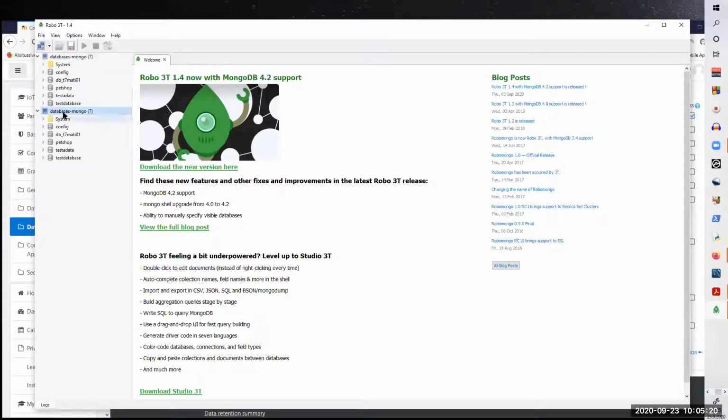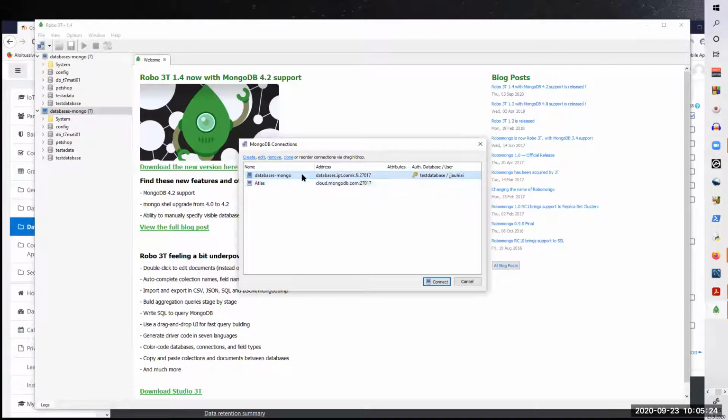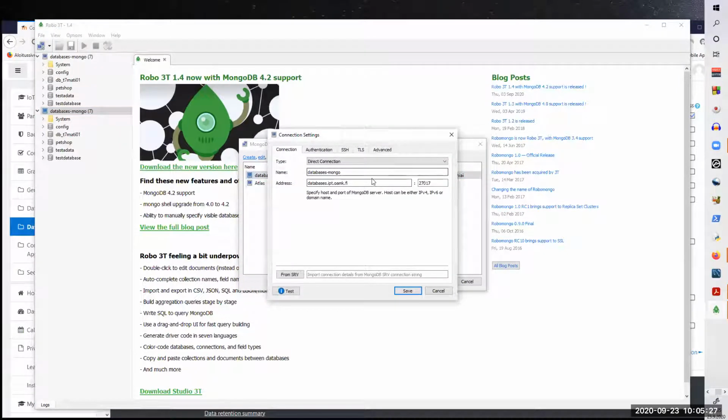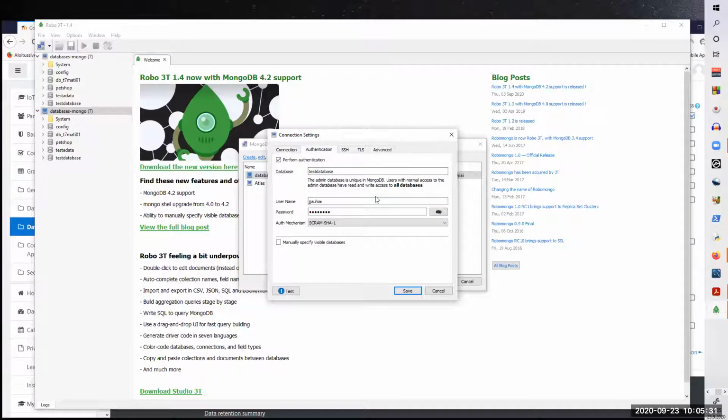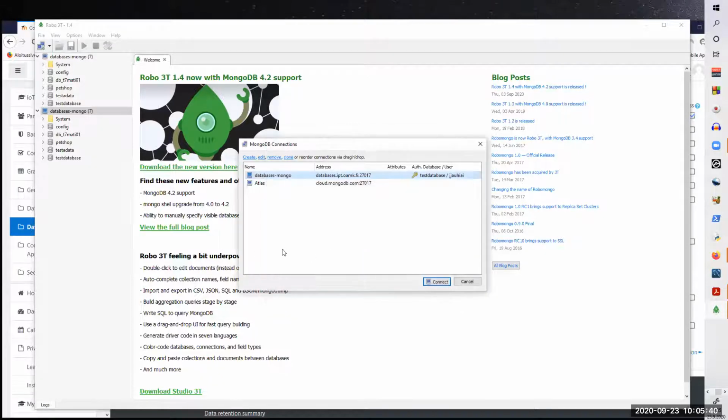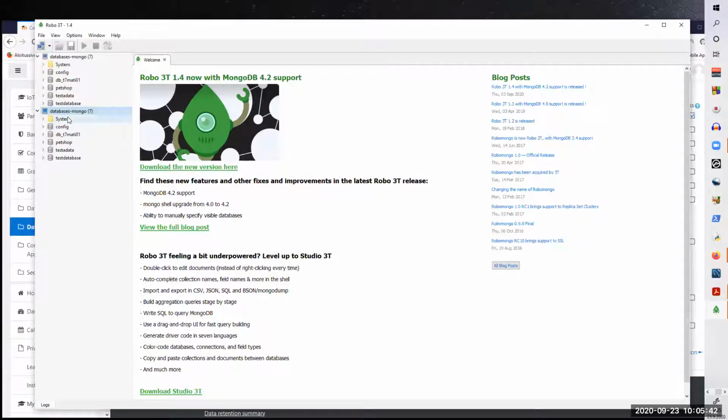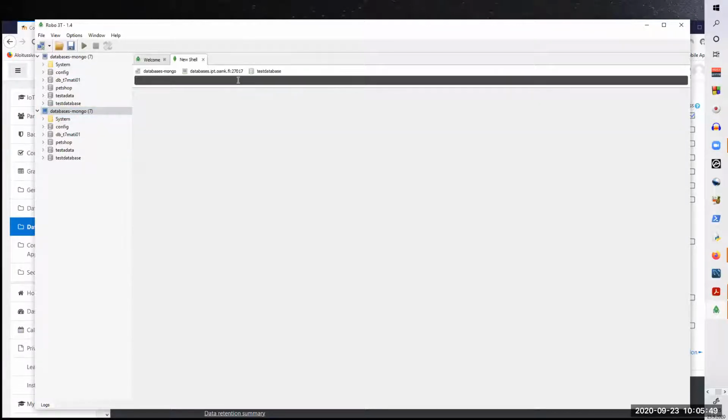If I wait, connect, edit connections. So this is the server, and then I give you the name of the database and username and password, and then you can log in and make the exercises here, and you also have a command line shell here where you can write the different commands.